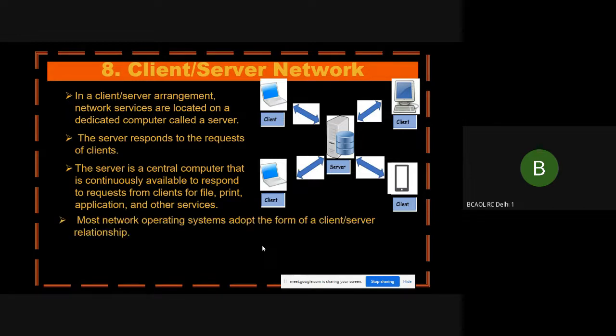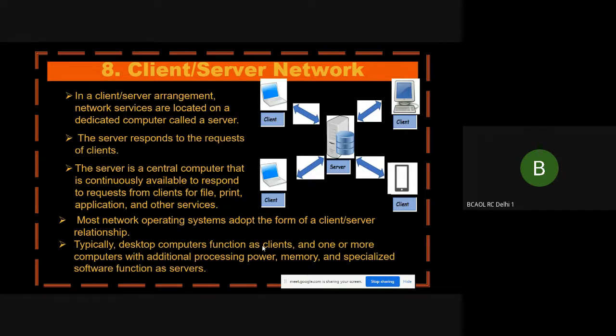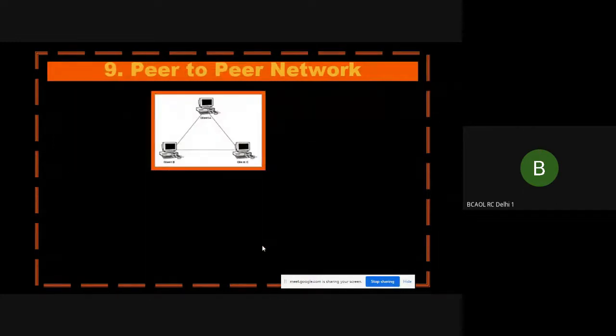Most network operating systems adopt the form of a client-server relationship. So if you are talking about a network operating system, most of them follow this approach only, client-server network. Typically desktop computers function as clients, and one or more computers with additional processing power, memory and specialized software function as servers. So those computers which have more processing power and memory and these specialized functions will be your servers, and normal desktop computers will be your clients. So that is your client-server.